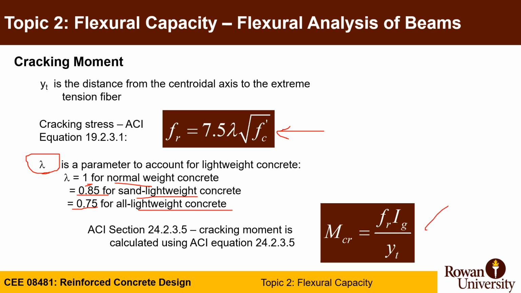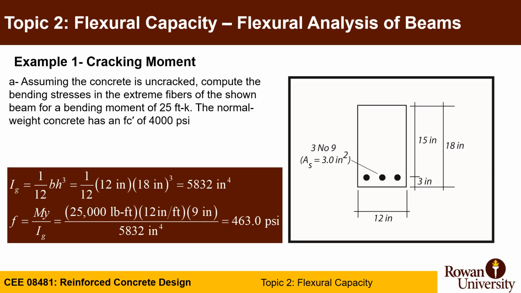Again, recalling the equation here, to calculate M crack, your equation will be according to ACI 24.2.3.5, where fr times I gross divided by yt equals your M crack. Let's go to an example here very quickly. This example will illustrate the equations that we previously mentioned.